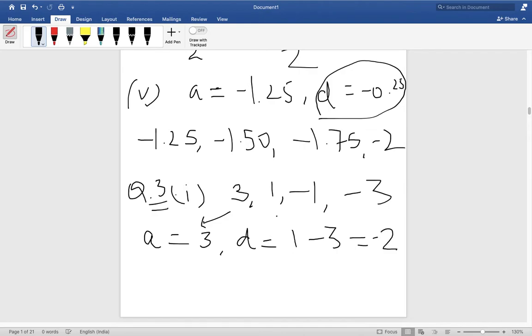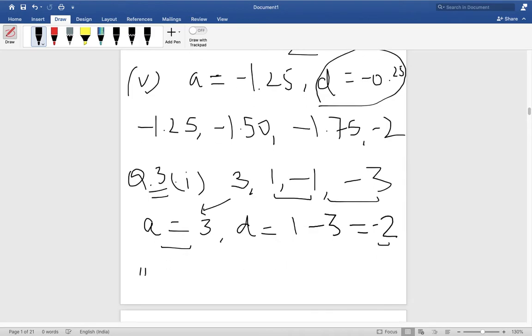You can also find out the common difference from taking the difference of these terms. -1 minus -3, that is -3 minus -1, so this will become +1. -3 plus 1 will be -2. The common difference is -2 and the first term is 3.